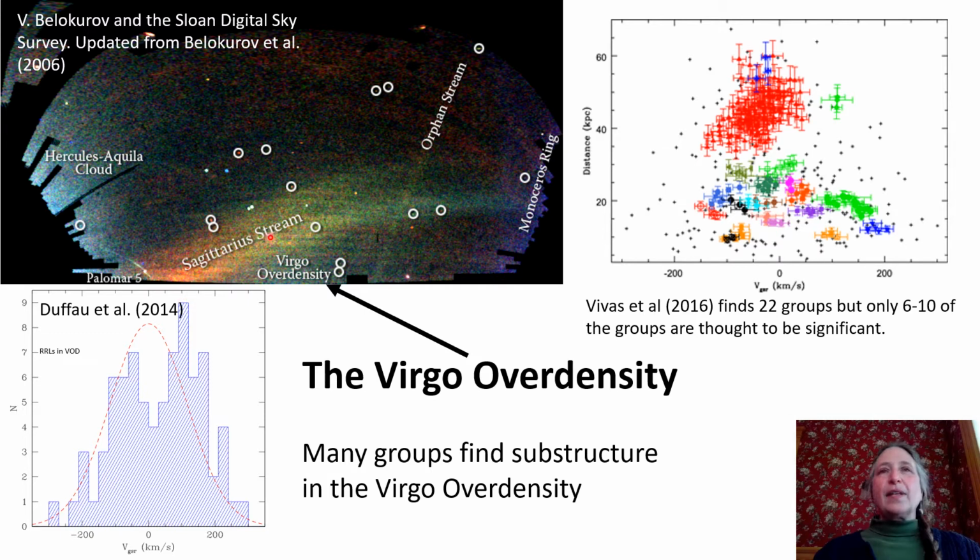But let's go back to that picture of the tidal streams in the sky. A stream looks like this long, narrow structure in the sky, but what about this kind of blobby Virgo overdensity and Hercules Aquila cloud? Well, if we pick up some stars then from the Virgo overdensity and measure their line of sight velocities, we find that some of them are moving away from us with positive velocity, and some of them are moving towards us with negative velocity. So what does that mean? Are there two things? Is there something that's rotating?